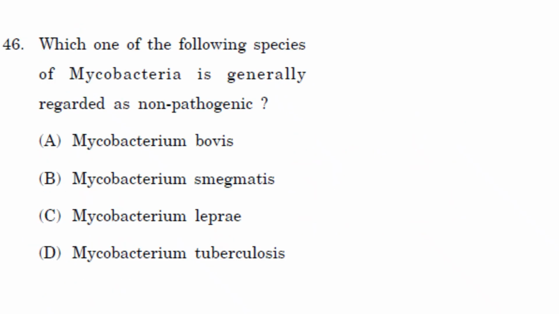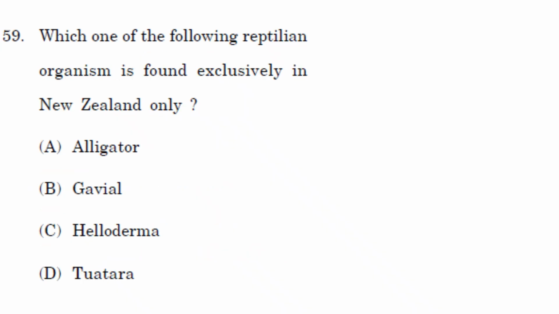Then which of the following species of mycobacteria is generally regarded as non-pathogenic? That is Mycobacterium smegmatis. It is generally non-pathogenic. Bovis is highly virulent. Then leprae is the one causing leprosy, and tuberculosis is TB in humans. Then which one of the following reptilian organisms is found exclusively in New Zealand only? That is Tuatara.